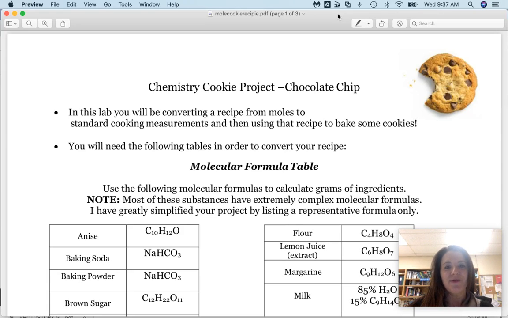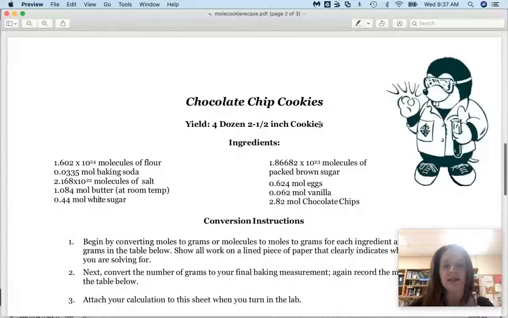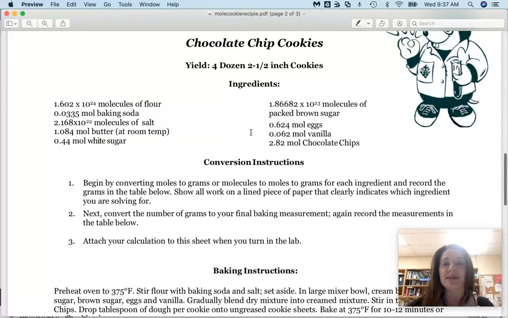Hi guys, in this performance task, you are going to be taking a recipe for chocolate chip cookies and you are going to be converting it. Now you might be asking, what do you mean by that? I give you a chocolate chip cookie recipe, and you're going to see that right here. And that recipe is in molecules and in moles.